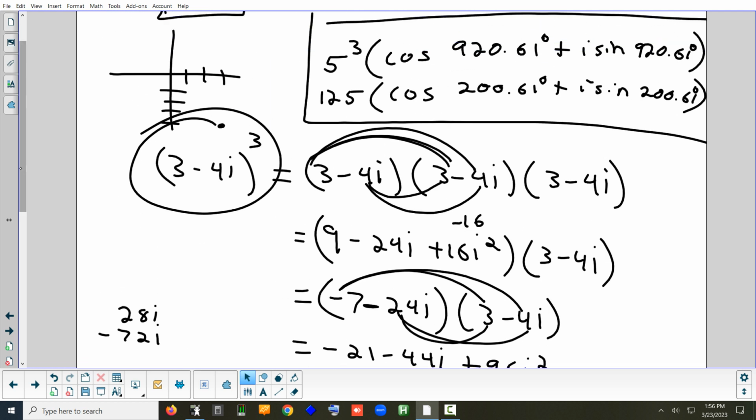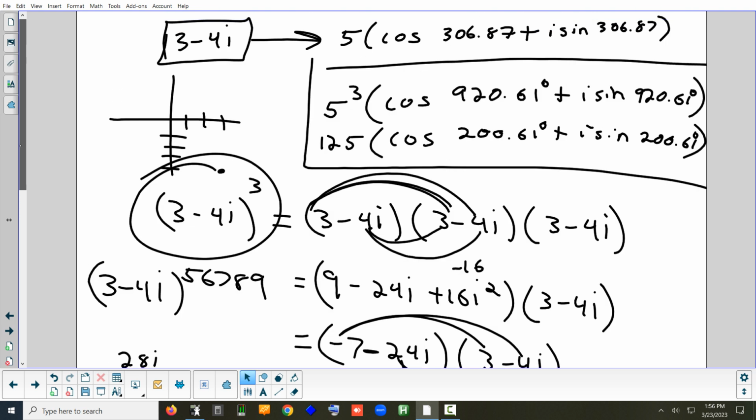Now, you might say, well, it's only cubing it, right? You could just cube it. You could do it this way if you really wanted to. But what if I gave you this? 3 minus 4i to the 56,000th power. You're not going to write out 56,000 sets of parentheses and try to FOIL it. That's not going to work. But if I wanted to do this problem, I can do it just as fast as the one above it. This exponent doesn't make a difference.